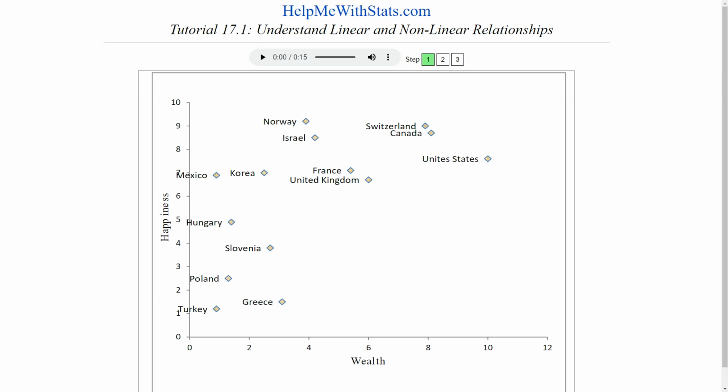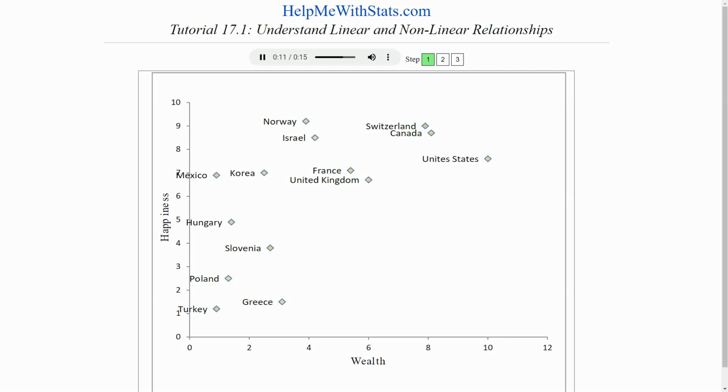HelpMeWithStats.com was used to create this tutorial that can help us understand linear and nonlinear relationships. Here we have a scatter plot of wealth and happiness for a large set of countries. As the wealth increases, the happiness of the country also increases.